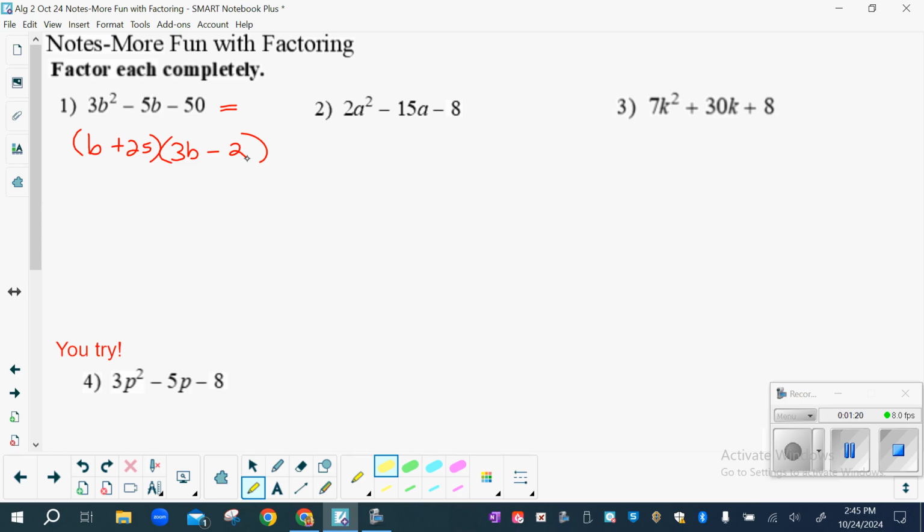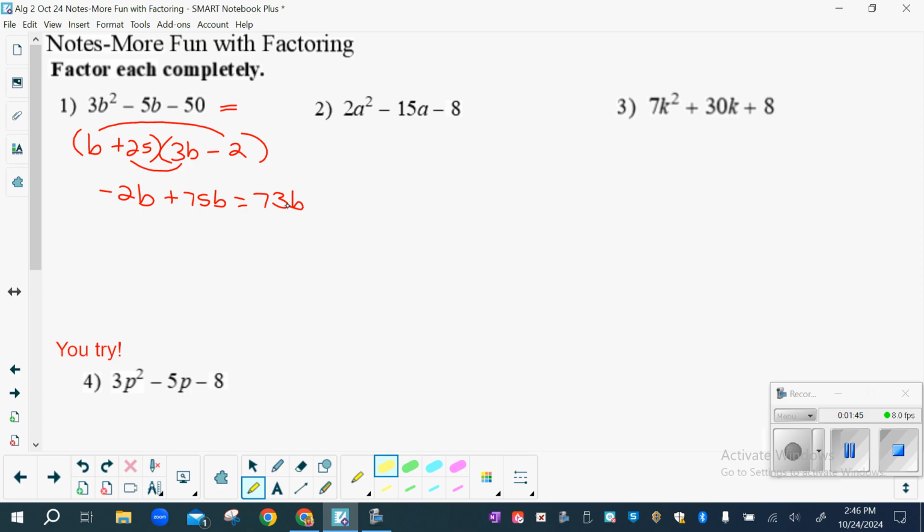So we already know this times this gives us the 3b squared. We know the 25 times negative 2 gives us negative 50. So we are going to check. This would give us negative 2b, and this would give us 75b. That gives us 73b. It does not give us the negative 5b that we wanted.